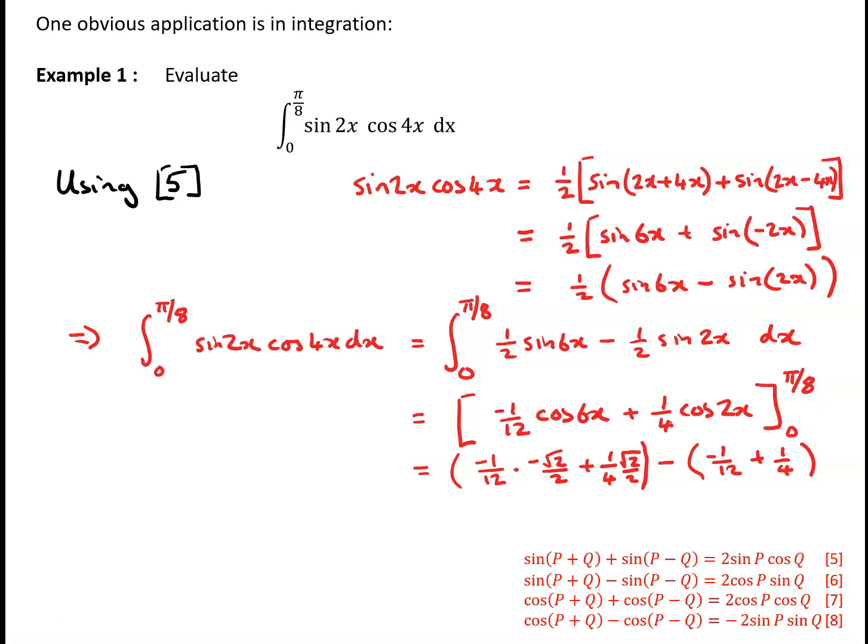Take away the value when x is 0, which is going to be minus a 12th cos of 0, which is minus a 12th, add a quarter times cos of 0, which is a quarter. So simplifying that, we've got root 2 over 6 minus 1/6. So I've got root 2 minus 1 over 6 as the value of the integral.